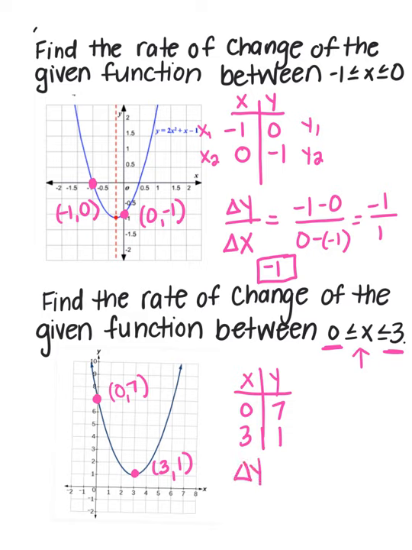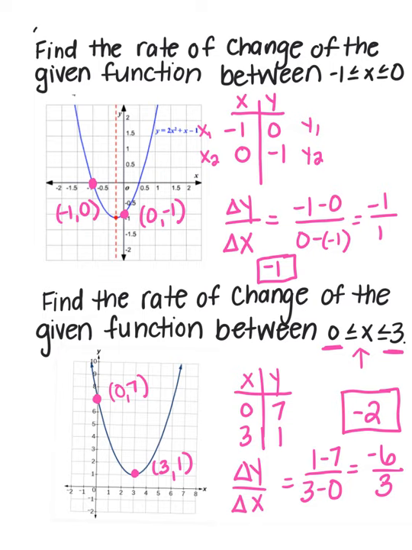So the change in y over the change in x gives me 1 minus 7 divided by 3 minus 0. 1 minus 7 is -6, and 3 minus 0 is 3. So my rate of change for this particular interval is -2.